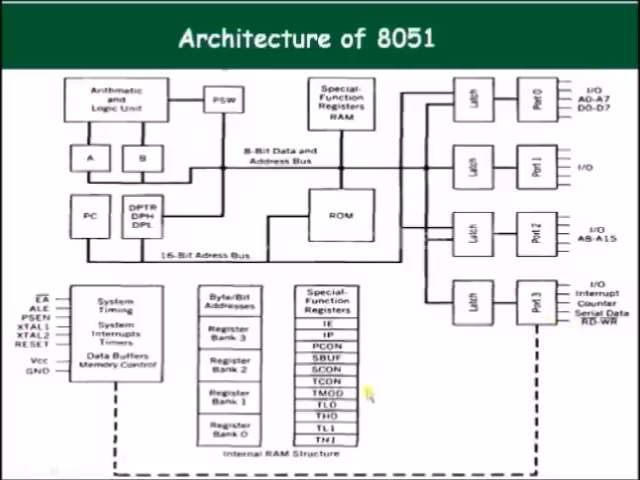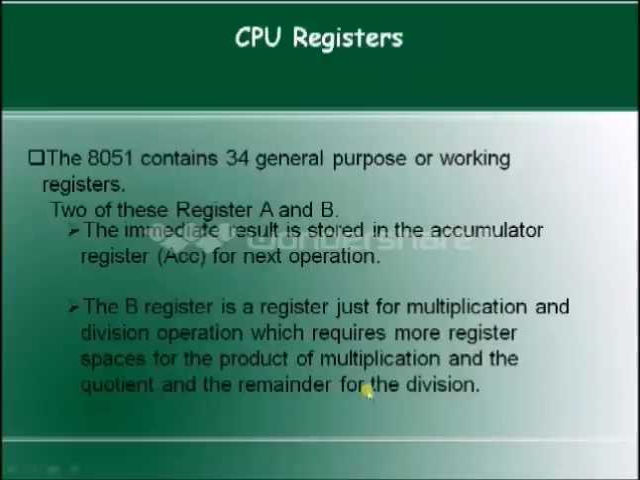So we'll discuss the CPU registers. The 8051 internally contains 34 general purpose registers, and out of these 34 registers, 2 registers are A and B, and the remaining 32 registers are bank registers. Now here A is called the accumulator register, and this is the register which is going to hold the result immediately. Okay, in case of multiplication or division, the result will be stored inside this A register, and in most of the operations we would be using this accumulator register.